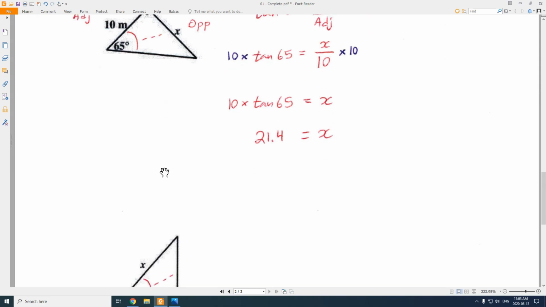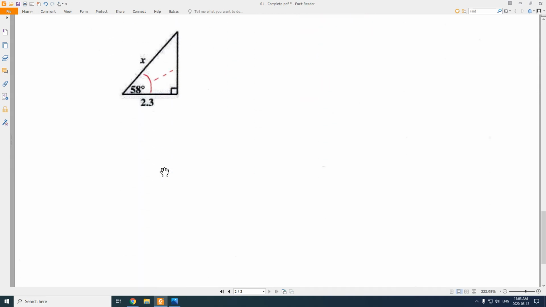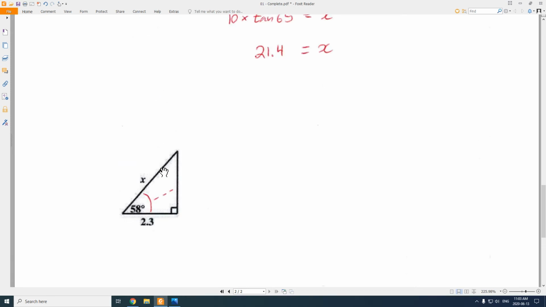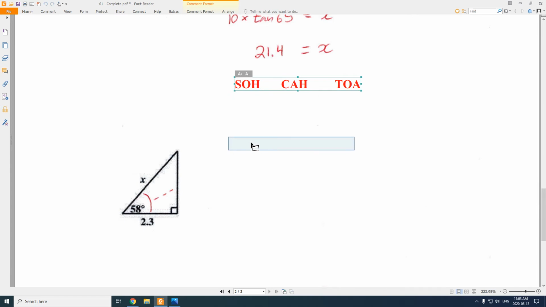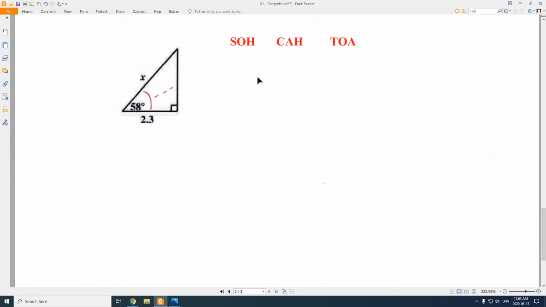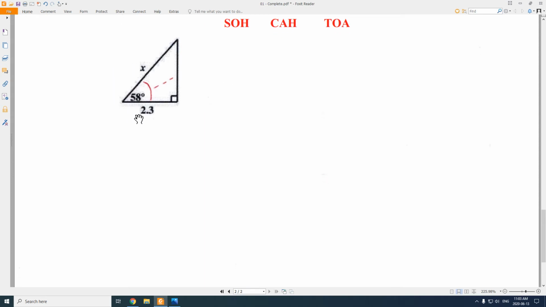All right, let's do one more here. Here, I'll move my SOHCAHTOA down because I'll need that. All right, here's my triangle. Once again, I know one of the angles, I know one of the lengths, and I want to find that length over there.